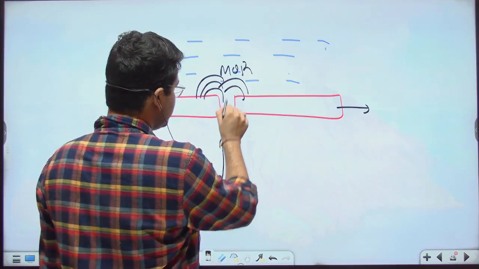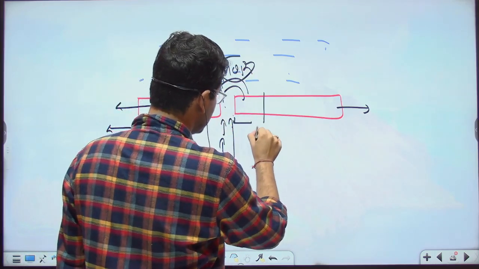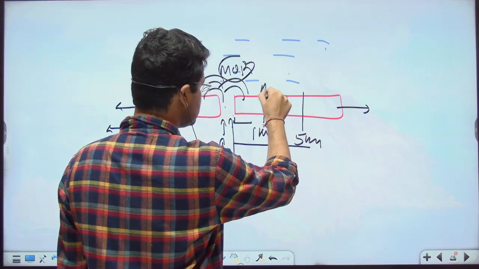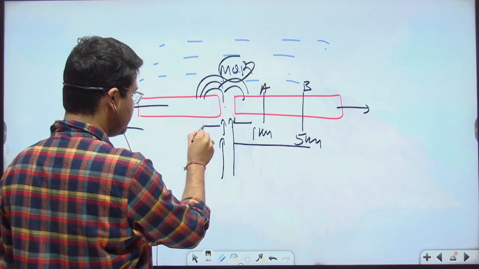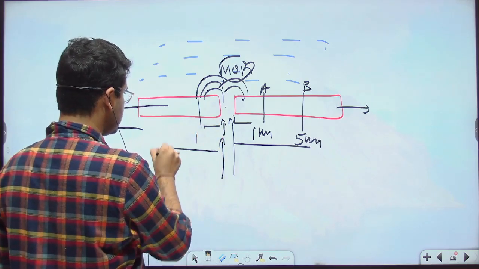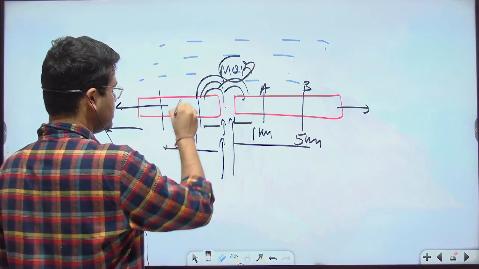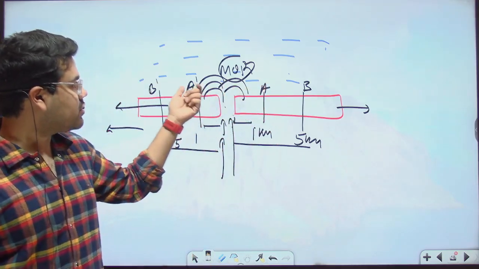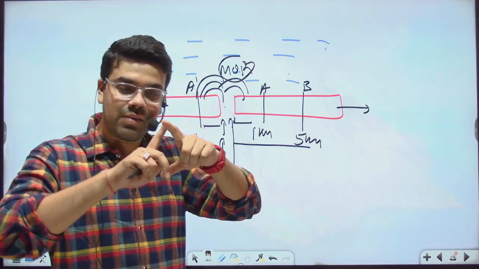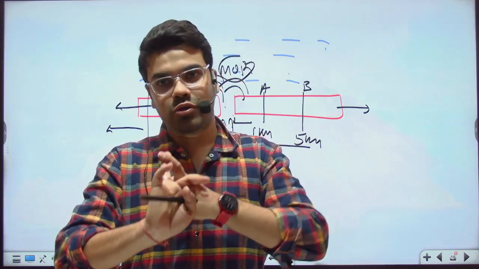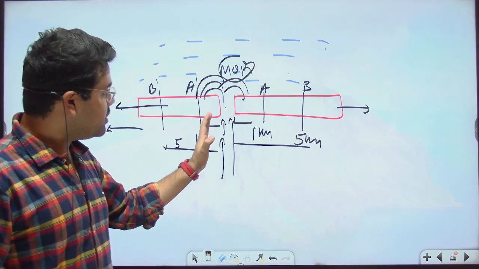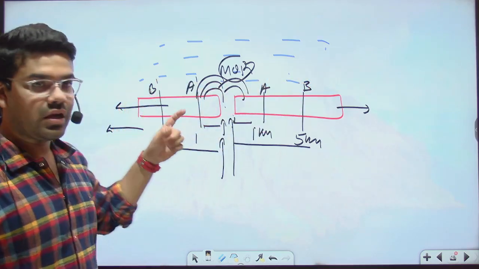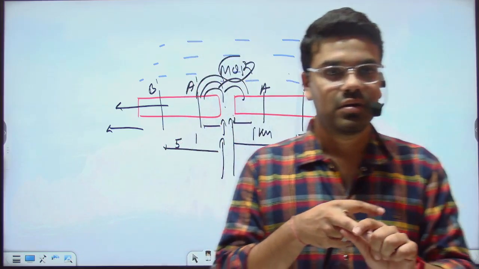Let's say from the mid-oceanic ridge, if we move 1 kilometer and if we move 5 kilometers, this is rock A, this is rock B. Similarly, on the other side, if we move 1 kilometer and 5 kilometers, rock A dash and rock B dash. When we compare rock A dash and rock A, they have exactly the same magnetic field, same polarity and same rock structure. Similarly, rock B and B dash have exactly the same magnetic field and same rock structure.